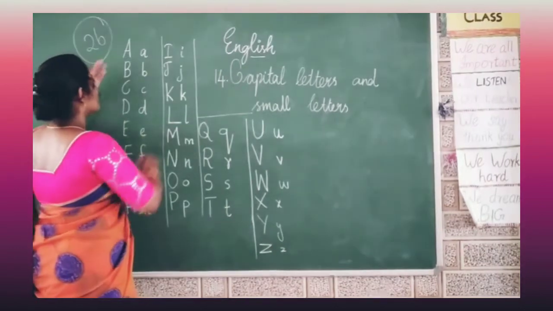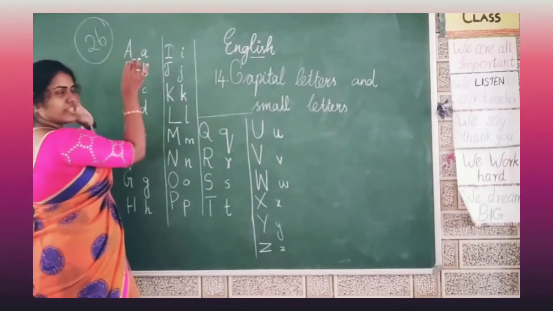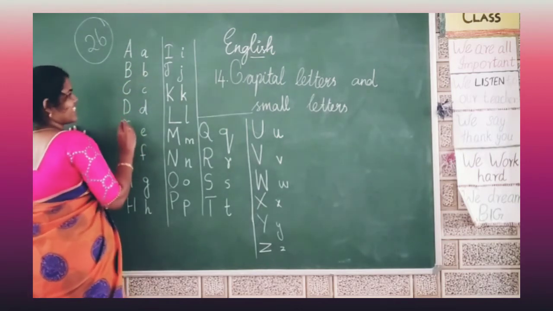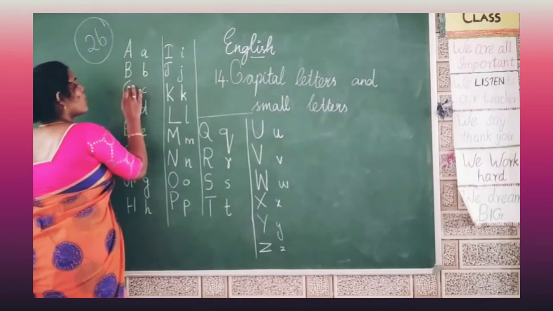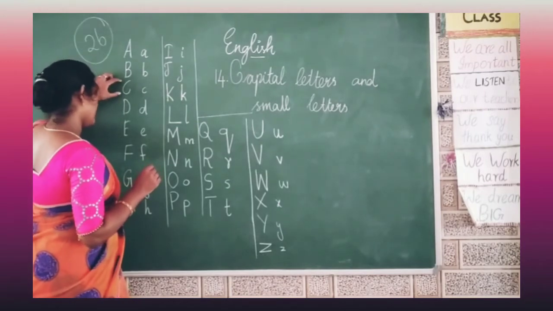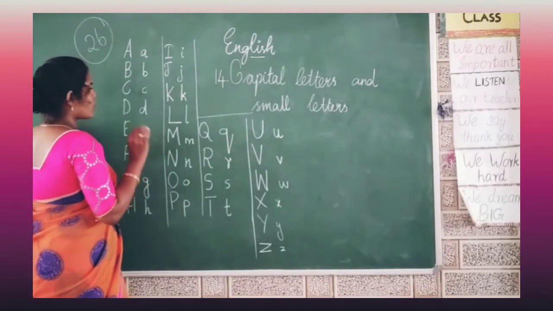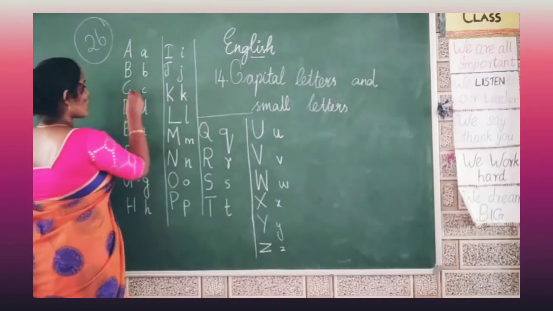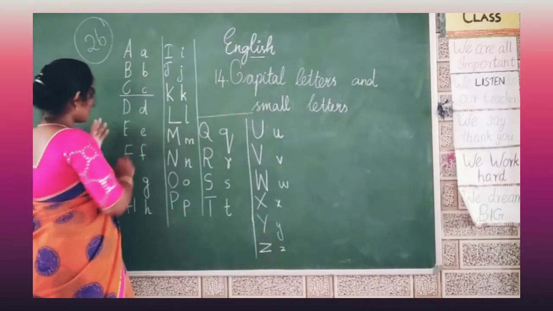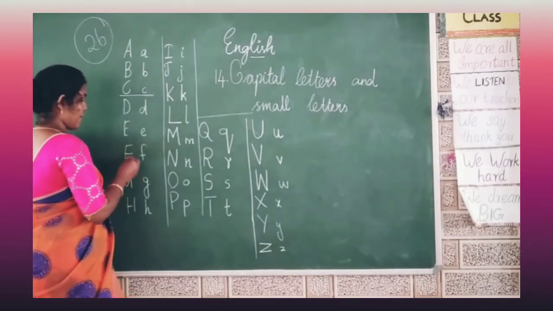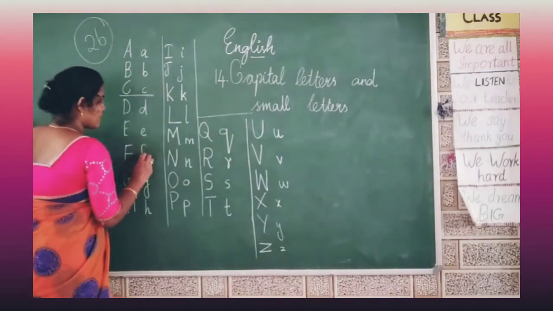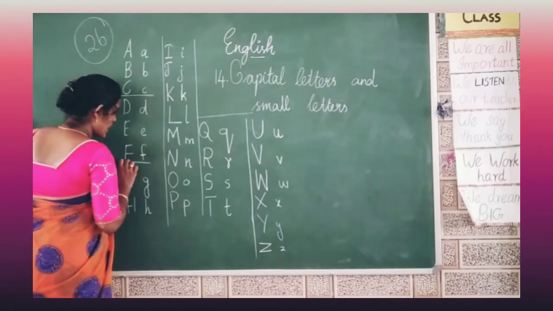So here see, for A and small a there is a difference. Similarly for B. For letter C, there is only a small difference: the capital C is a little bigger and the small c is a little smaller. That's the only difference. So you have to be very careful about C. D, again it has some difference. E, okay. F, again only the way it curves differs. So you have to be careful about F too.